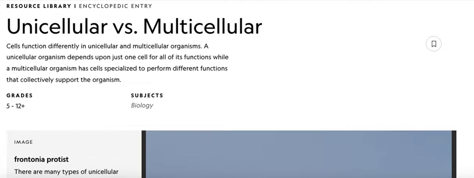Unicellular versus multicellular. Cells function differently in unicellular and multicellular organisms. A unicellular organism depends upon just one cell for all of its functions, while a multicellular organism has cells specialized to perform different functions that collectively support the organism.